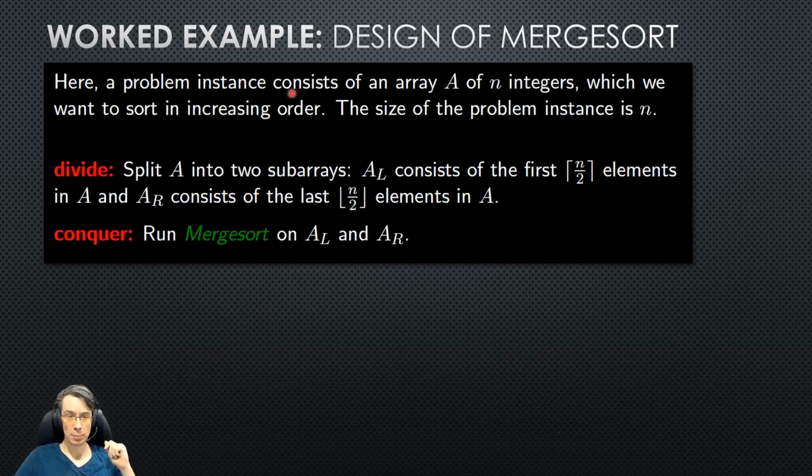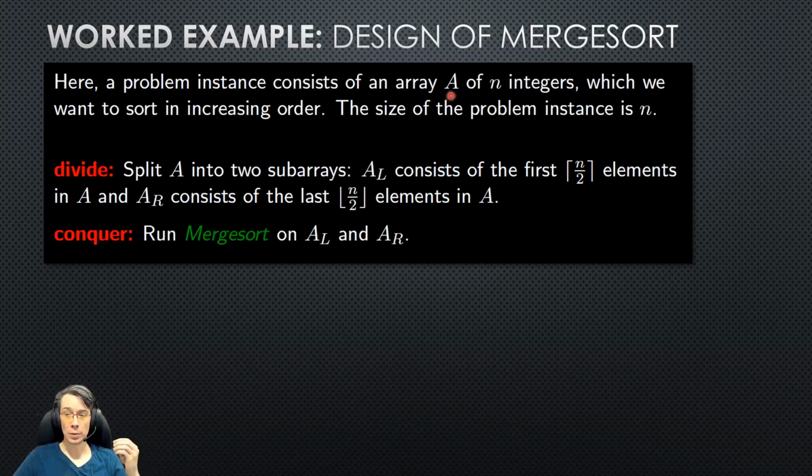So in merge sort, a problem instance consists of an array A of n integers, which we want to sort in increasing order. The size of the problem instance, and it's always important to be able to define the size of a problem instance, because when you construct subproblems, you want your subproblems to be smaller than the original problem, or else you'll have problems proving termination or analyzing the complexity of your algorithm. So the size of a problem instance is going to be n, the size of the array A of integers, which intuitively makes sense because A is our input.